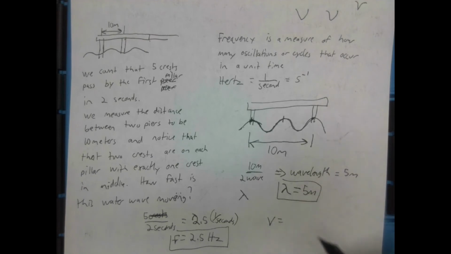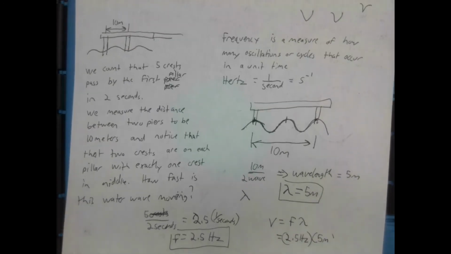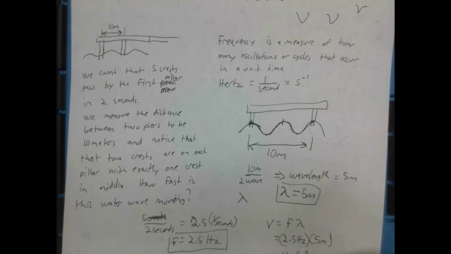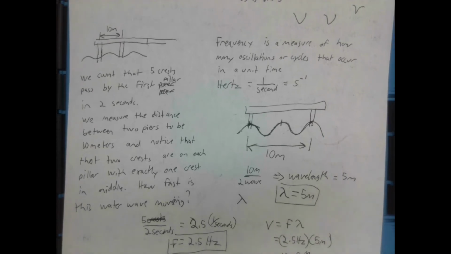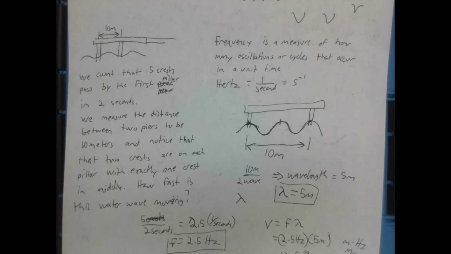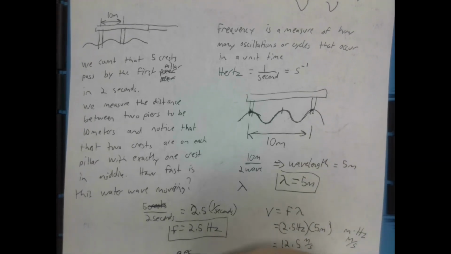So the speed of the wave would be equal to its frequency times its wavelength. So that'd be 2.5 hertz times 5 meters. Which would give us a speed of 12.5 meters per second. Or hertz times meters, or meter hertz. Remember that hertz is really a per second, so that's the same thing as meters per second. So that means each crest is moving towards you at 12.5 meters per second.